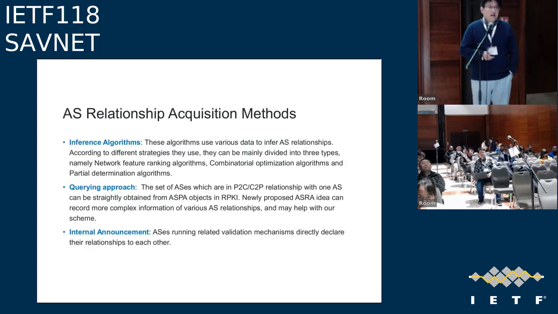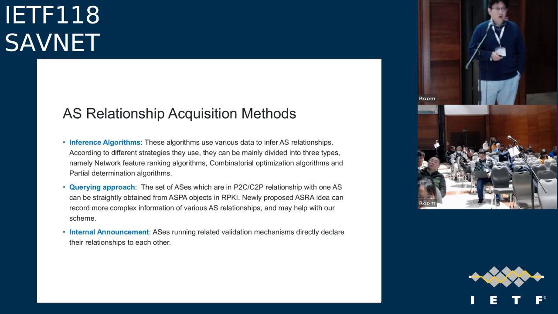There are many AS relationship acquisition methods. Firstly, inference algorithms. These algorithms use various data to infer AS relationships. According to the different strategies they use, they can be mainly divided into three types, namely network feature ranking algorithms, combination optimization algorithms, and partial determination algorithms.